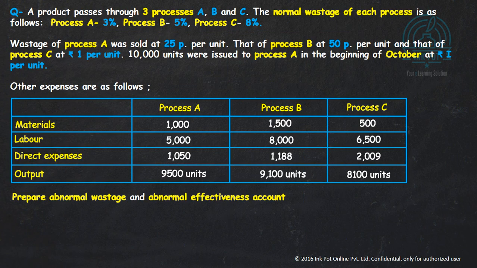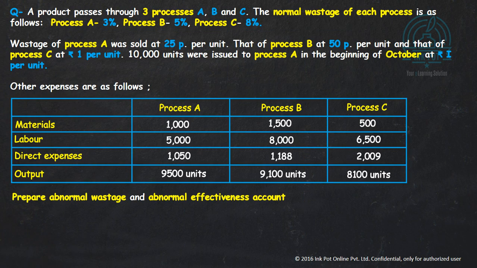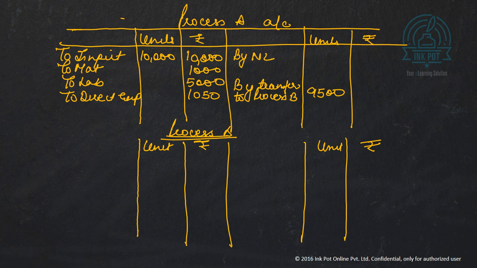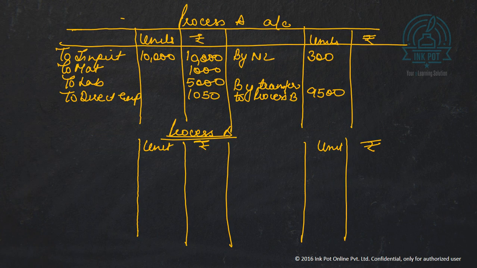The output of process A is 9500 units. So I'm writing here 9500 units. Now let's check the normal loss. The normal loss of the process is 3%. So 3% always means 3% of input, right? Normal loss is always the percentage of input. So 3% of 10,000 is equal to 300 units, right? And the wastage is sold for 25 paisa per unit. So 300 into 0.25 will give you 75 rupees. So the value of this wastage is 75 rupees.